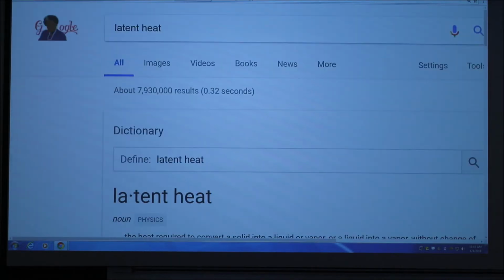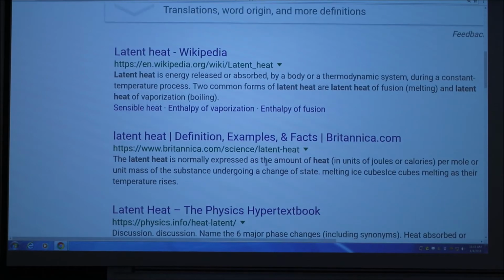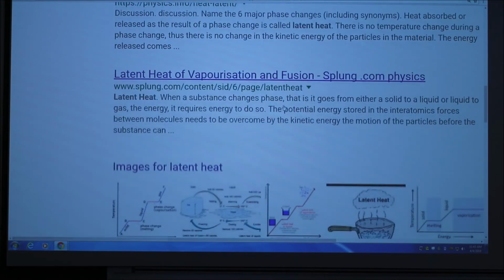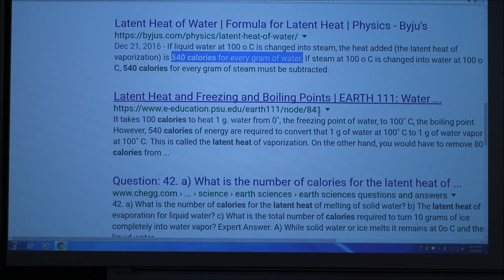And I guess since we're talking about latent heat in general, I wanted to show you, let's see, okay. I'm looking for calories. Okay, here it is. So, for 1 gram of water, it takes 540 calories to go from a liquid to a vapor. So you're using up thermal energy as measured in calories, 540.